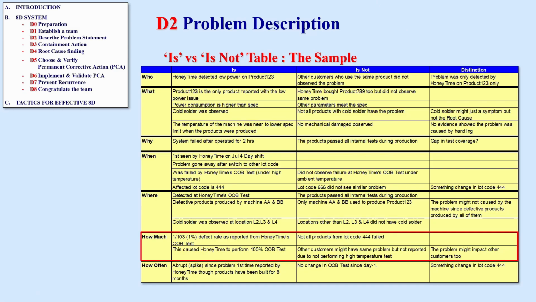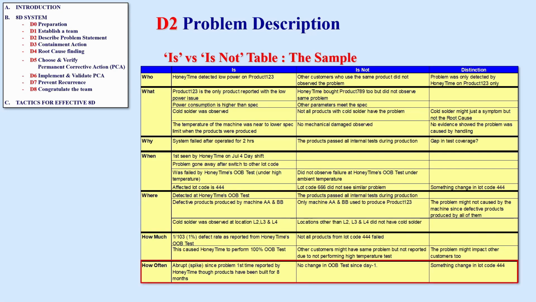What is the hypothesis? That other customers did not observe the same issue. Other customers might have the same problem but not reported it due to not performing high temperature test. So, the problem might impact other customers too.